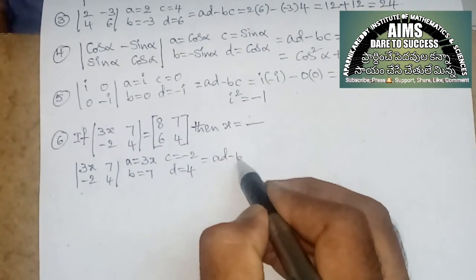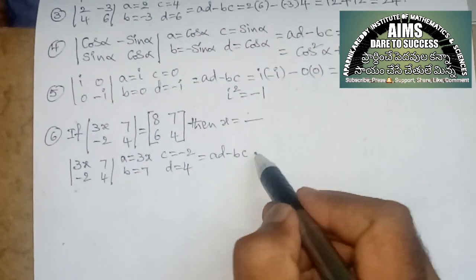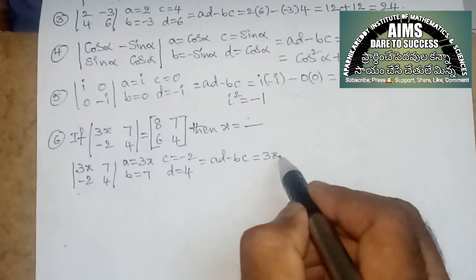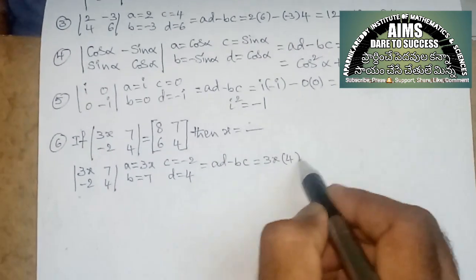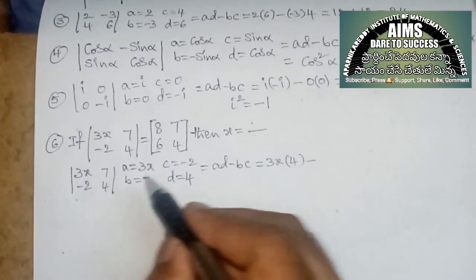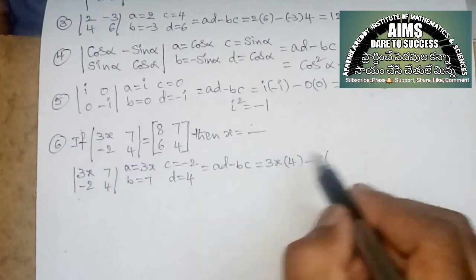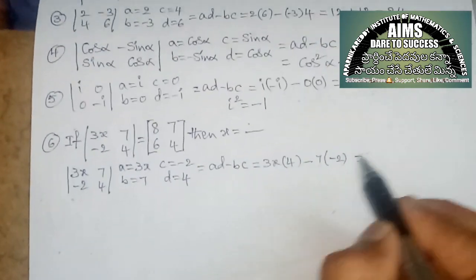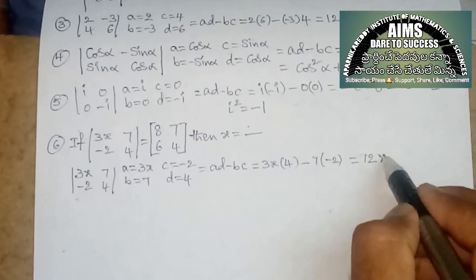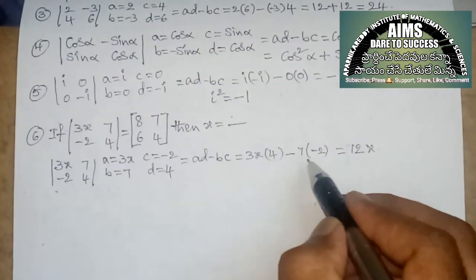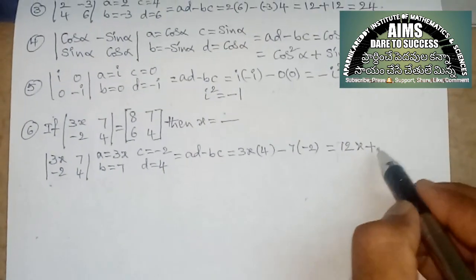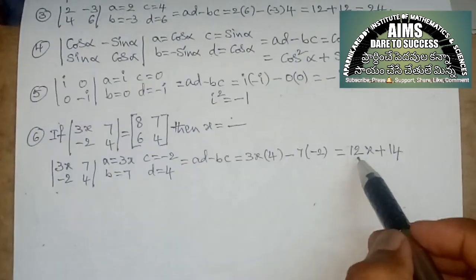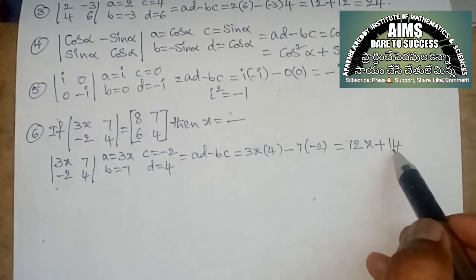Our concept shortcut is AD minus BC. Substituting values, A value is 3x, D value is 4x, B value is 7, C value is minus 2. Normal simplification, 3 into 4 is 12, into x. After that minus into minus plus, 7 2s are 14. So this value is 12x plus 14.